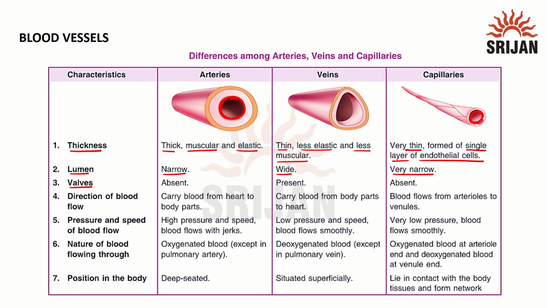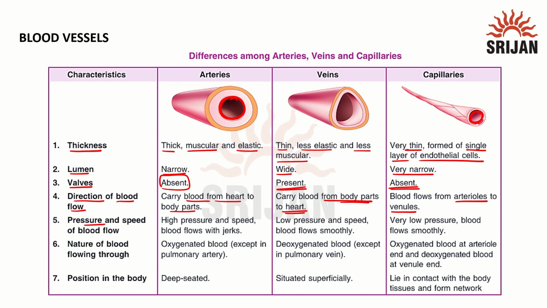Third is the valves. Arteries do not have a valve, veins have the valve, and capillaries don't have the valve. Next, if we see direction of blood flow, arteries always carry blood away from the heart to body parts. Veins always carry blood from the body parts towards the heart, and capillary will allow blood to flow from arterioles to venules, acting as a connecting link.